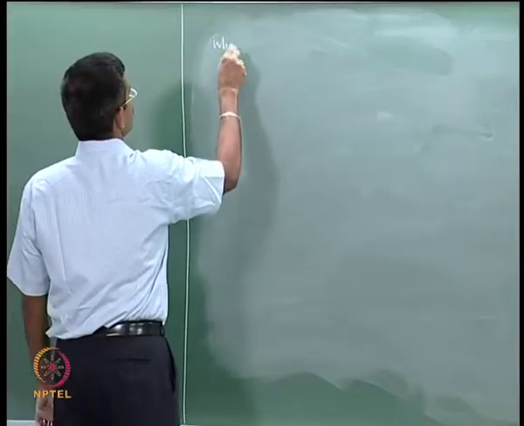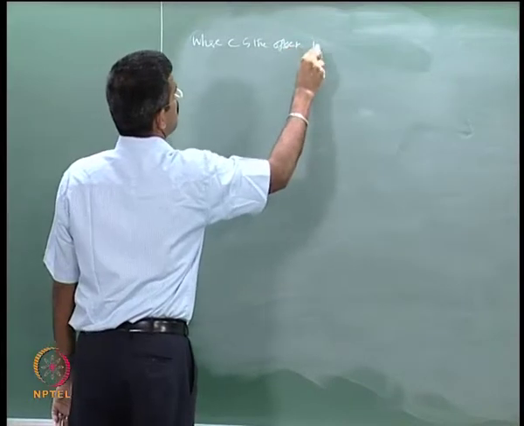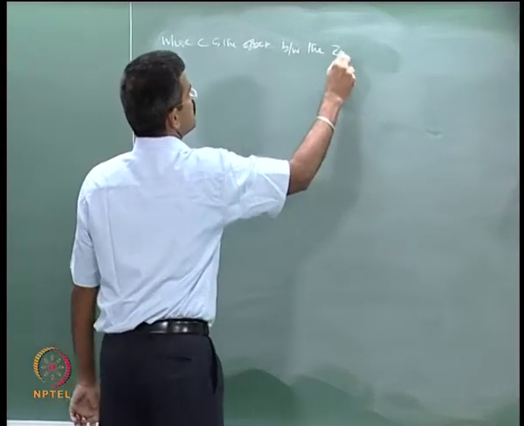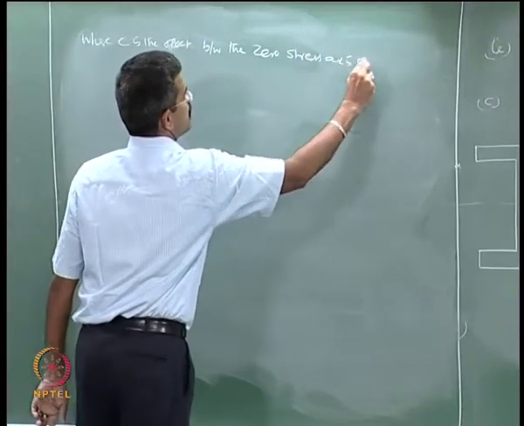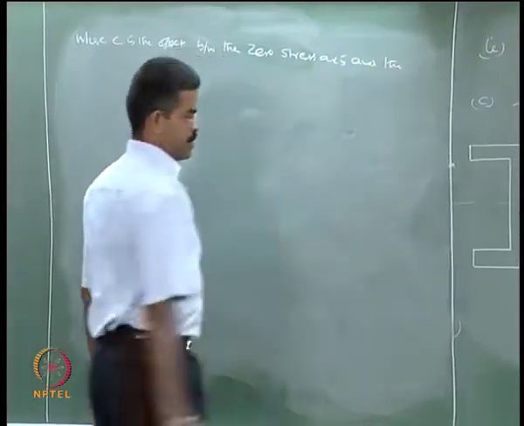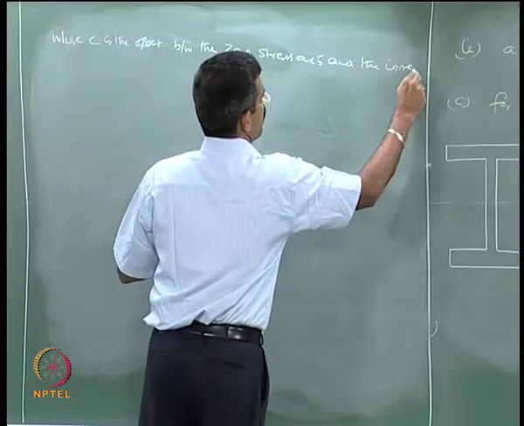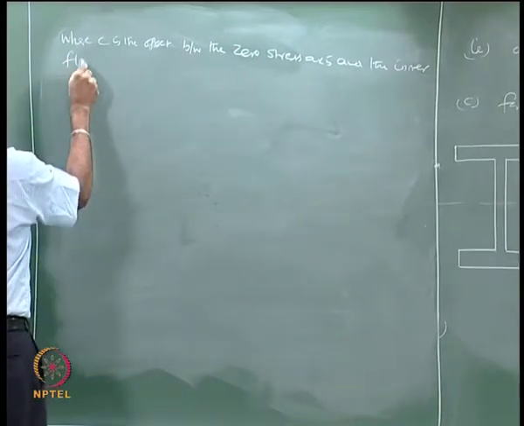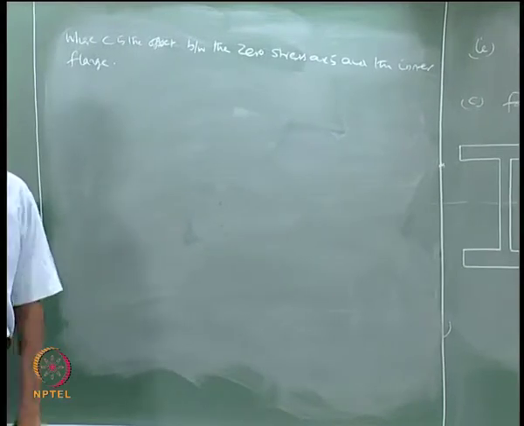See where C is the offset between the zero stress axis and the inner flange, as shown in the figure.